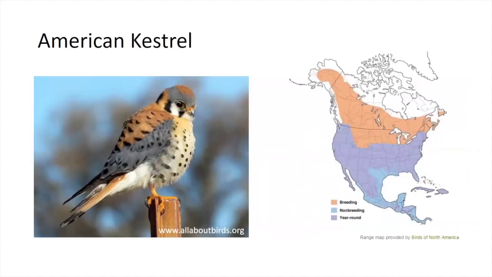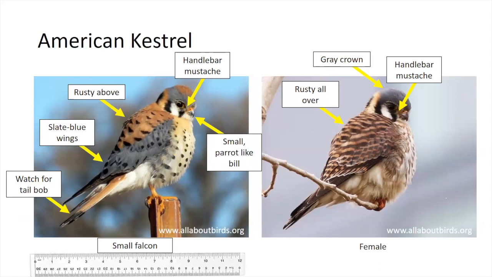So our final bird of the day is the American kestrel. The American kestrel is pretty small, only about 12 inches at the most, and they're actually falcons rather than hawks. And they have a really small parrot-like bill. They're described as having a handlebar mustache. He is rusty above with the slate blue on the wings and face, whereas she's rusty all over with a gray crown. And a good behavioral cue is that they bob their tails when they're perched.